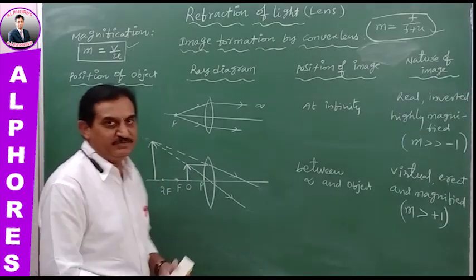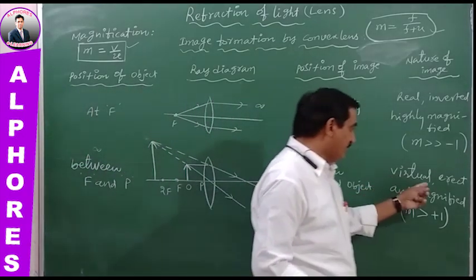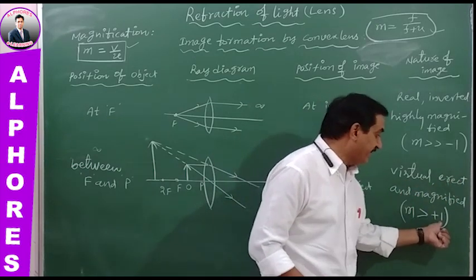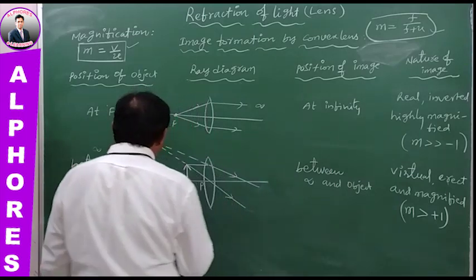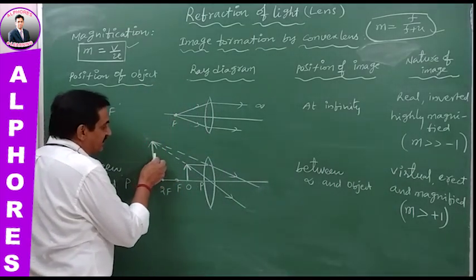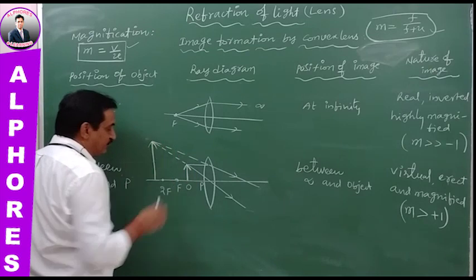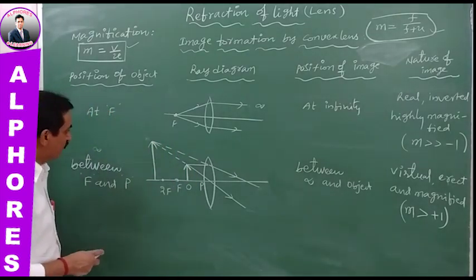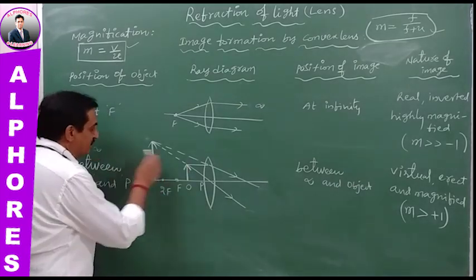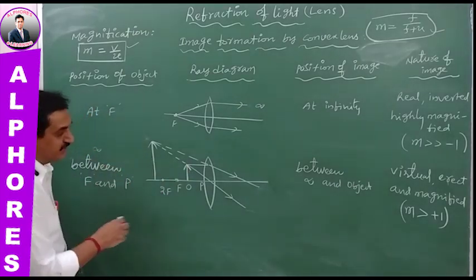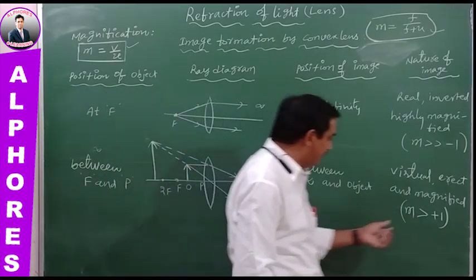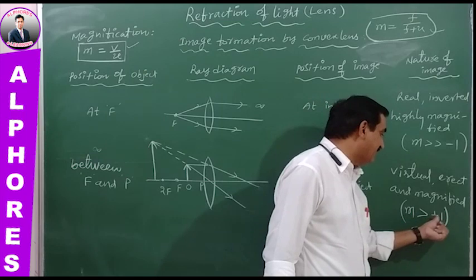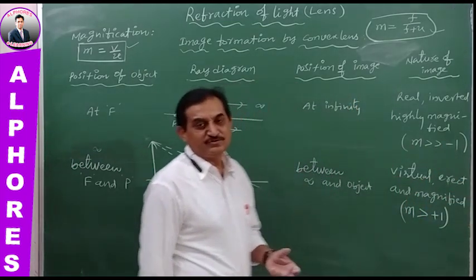Its corresponding image formed is virtual, erect and magnified. Therefore, the image is erect, with the same orientation as the object. Therefore, its magnification is taken to be positive according to the fundamental already given. So the magnification is positive. Therefore, m is greater than +1.